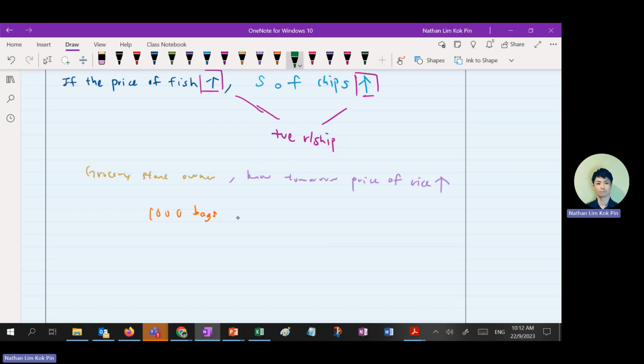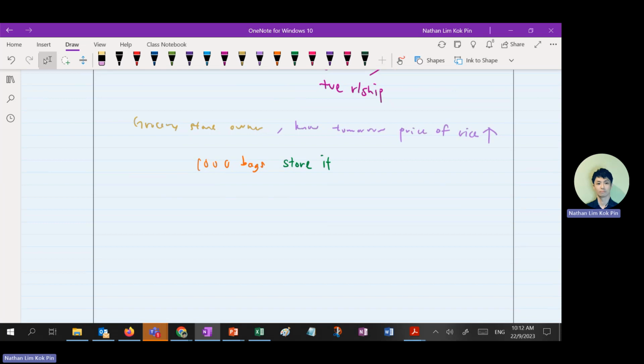So what happened? They will store it first. Okay, makes sense. Store it first, then tomorrow I sell. But now today, the supply will decrease. So I want to see future and now. Make sense? Future and now, very important.